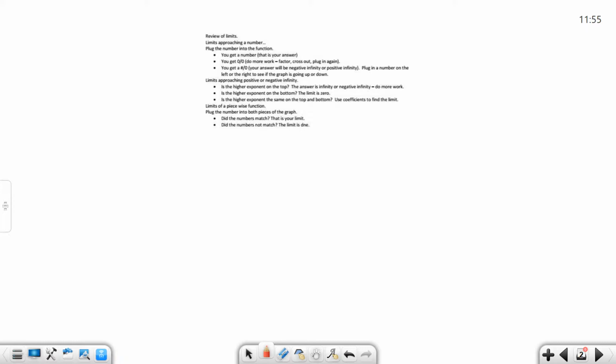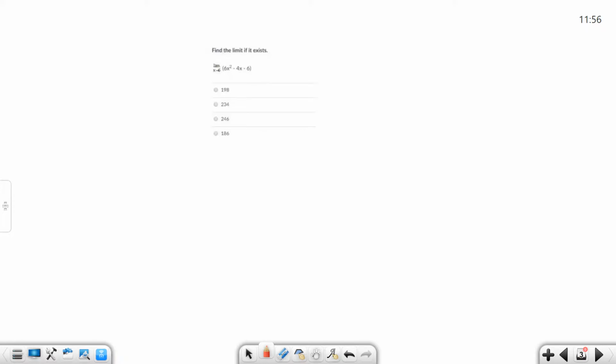And if you get a number over 0, that means you have either an answer of positive infinity, negative infinity, or does not exist. Now, if your limit is approaching positive or negative infinity, that's when you use your exponent rules. And then, of course, you see there if you have a piecewise function. So read through those. I think they'll really help you on your final exam.